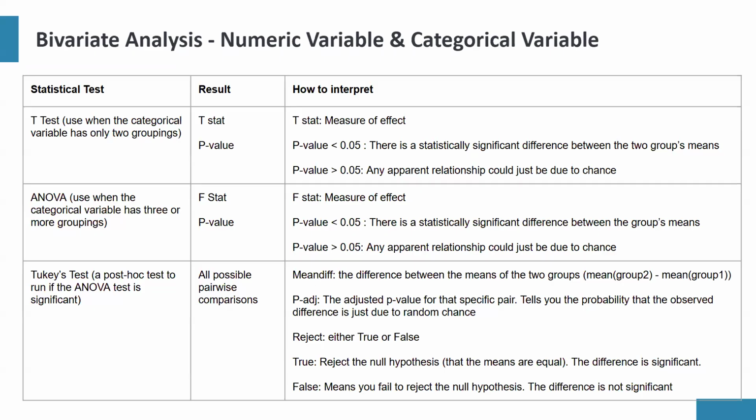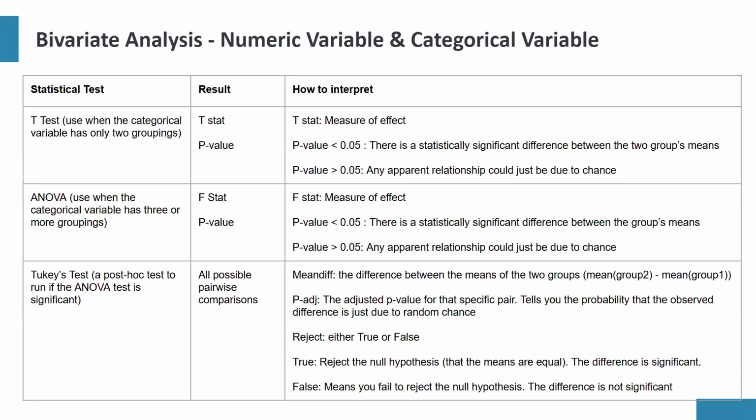We also have the p-value adjusted. Again, Tukey's test adjusts the p-value a little bit, but we still use 0.05 as our cutoff. If it's less than 0.05, we say the results are statistically significant. Above it, it's not. There's also the reject column. It's going to be true or false, in connection with that adjusted p-value. If it's true, we reject the null hypothesis that the means are equal and say the difference is significant. If it's false, we fail to reject the null hypothesis. The difference is not significant.